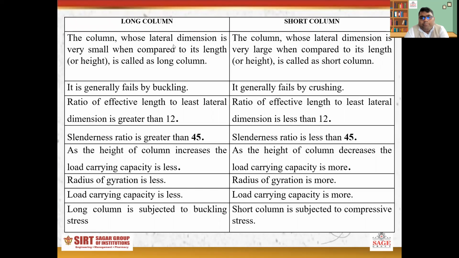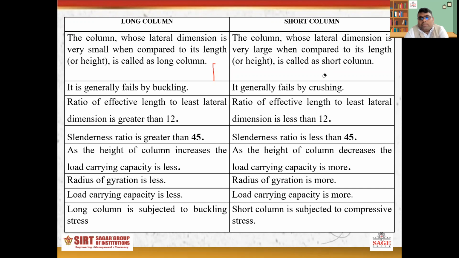So let's understand the difference between these two. A column whose lateral dimension is very small compared to its length or height. So my dear students, we can understand with, suppose this is the length of the column. If this length is more than the lateral dimension, it is said to be a long column.